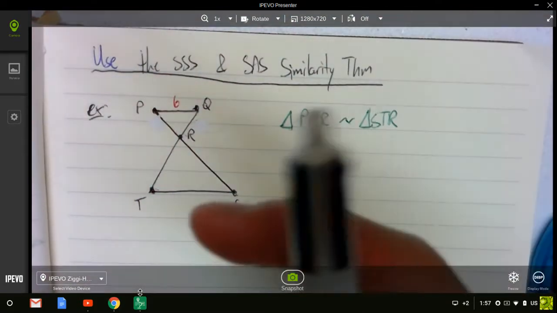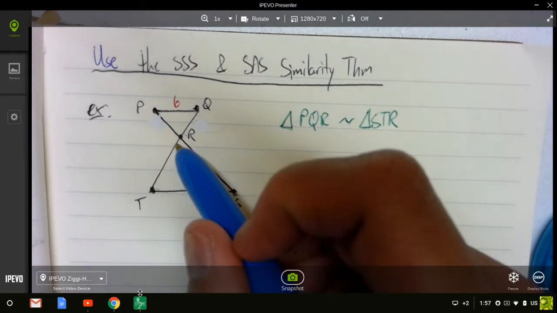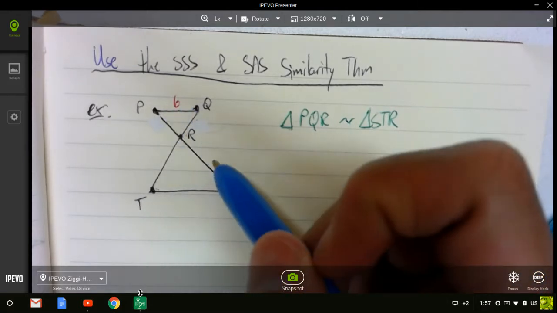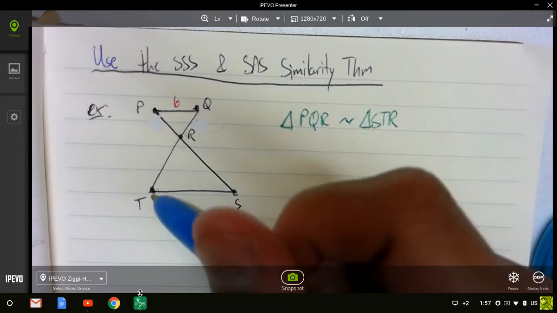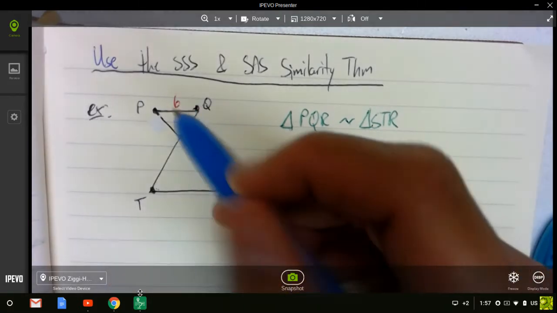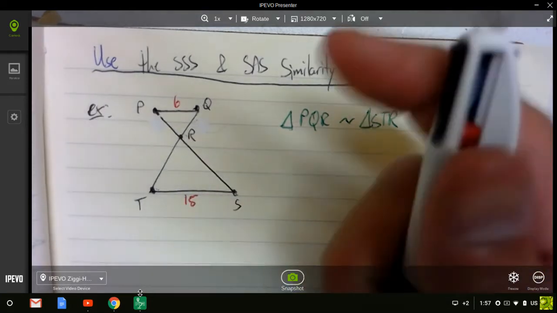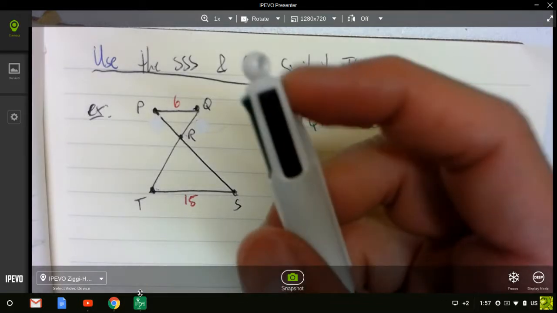I think that PQ is... So we have two different triangles, STR and PQR. I think that PQ and ST are going to be corresponding sides to each other. So I know 6 is going to be comparable to this 15. That's how big they are. Let me give you all the side lengths really quick.